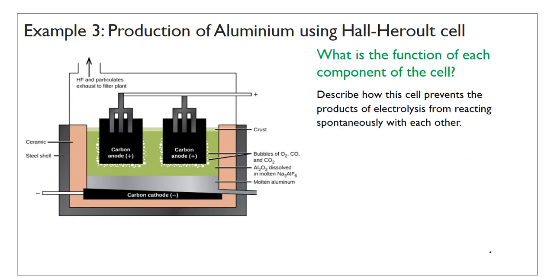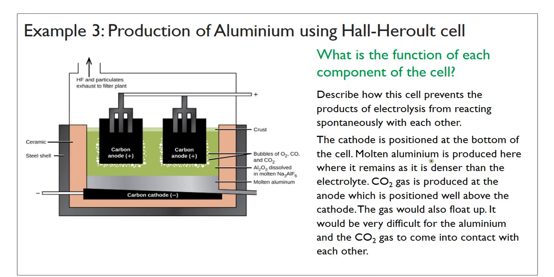Okay, so a question that we can ask relating to the third point is, describe how this cell prevents the products of electrolysis from reacting spontaneously with each other. This is essentially what I just said. So if you really want, you can read this. The cathode is at the bottom of the cell. That's the first thing. Molten aluminium is produced, and it remains there because it's denser than the electrolyte. That's the second thing. The other product is a gas.